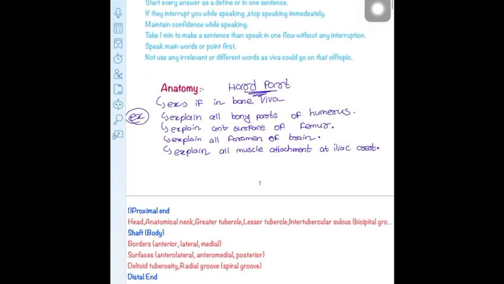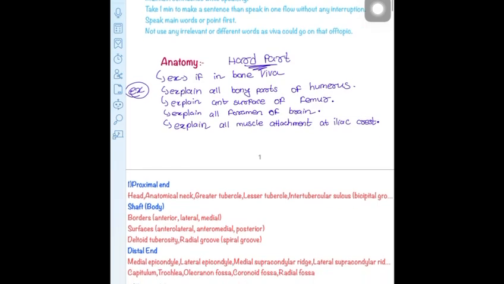The general info for all the three subjects is to start your answer with a definition or in one sentence. If any teacher interrupts you while you are speaking, please stop immediately. Then be confident while speaking your answer. Take 1 minute to make a sentence, then speak in one flow without any interruption, as it will make a better impression on the teacher.